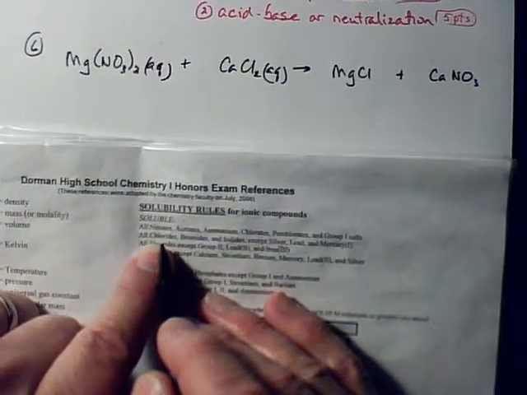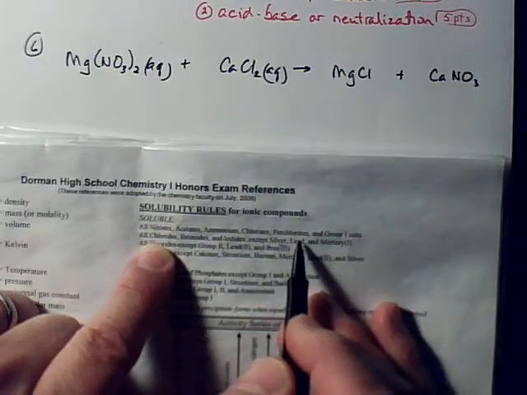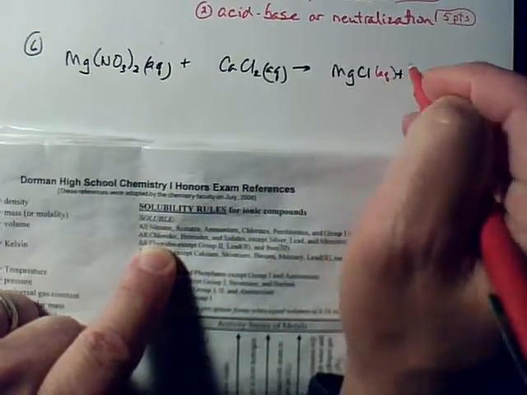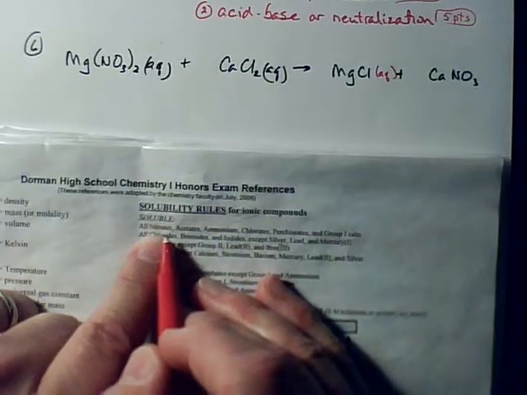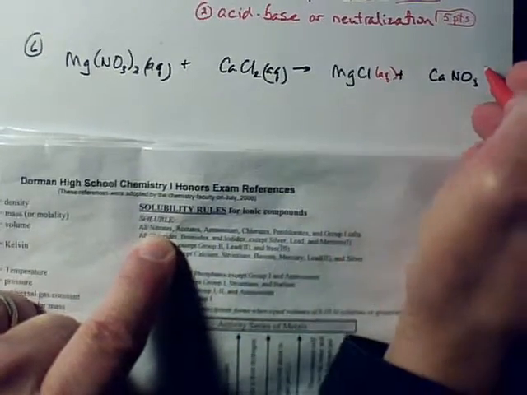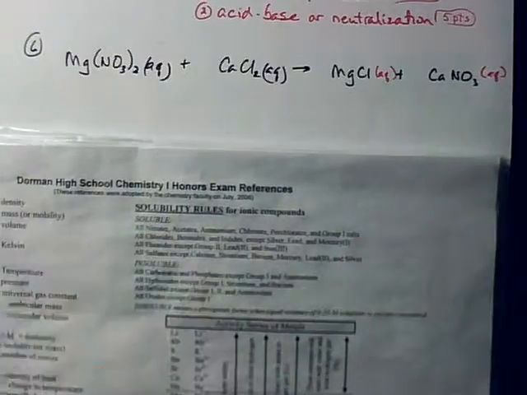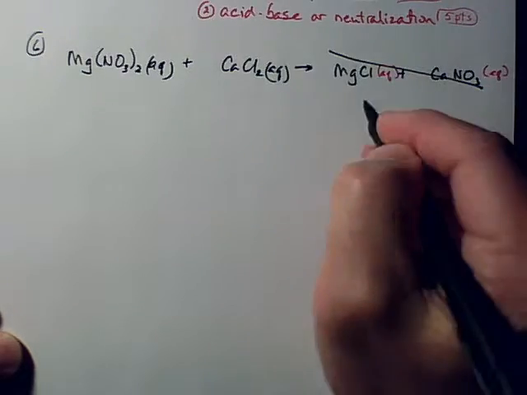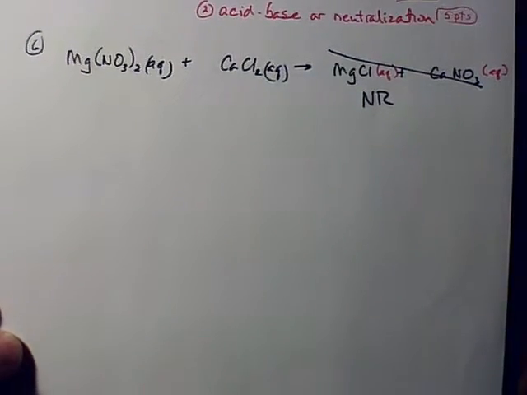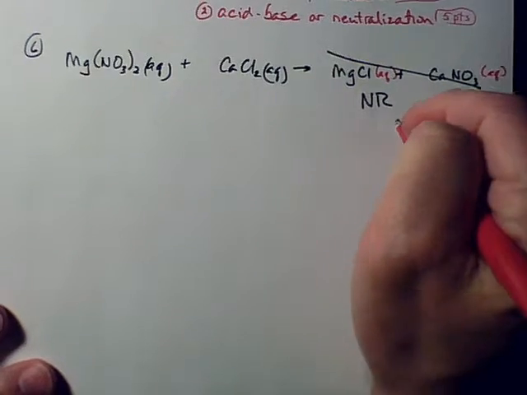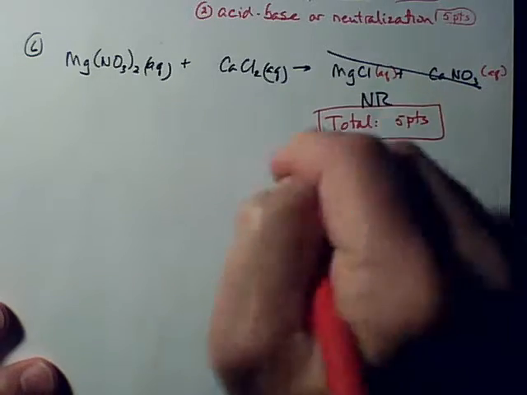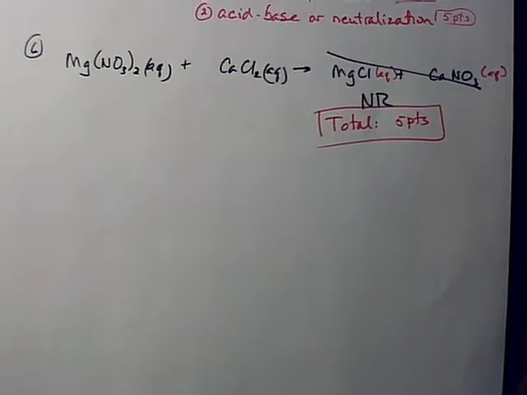So chlorides are always soluble unless they're bonded with silver, lead, or mercury. Well, that's magnesium. It's not an exception, so this is going to be aqueous. Okay? Nitrates are always soluble, and there are no exceptions. So we have not formed solid, water, or any kind of gas, so all you got to do is write NR. Okay?